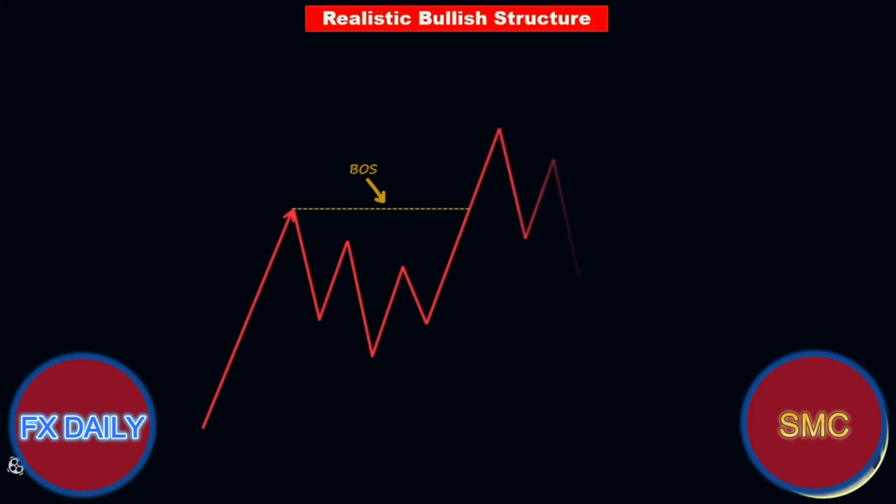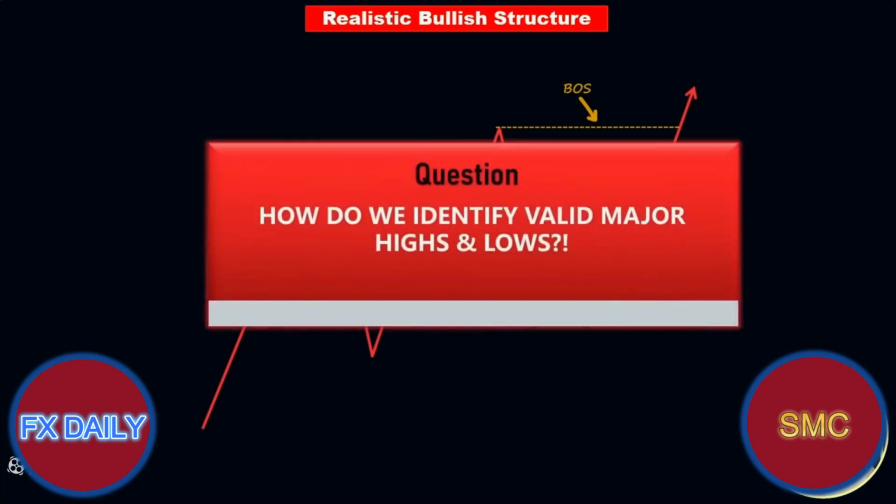Now let's examine the real structure of the market in detail. This is the representative of the real bullish trend structure, which is mostly seen in the market. Now let's consider a scenario where the price breaks the previous peaks. At this point, a vital question arises. How can we identify authentic important highs and lows?